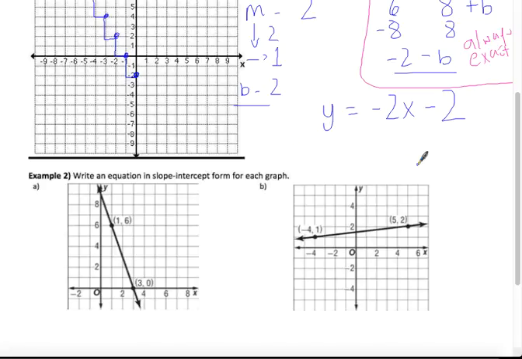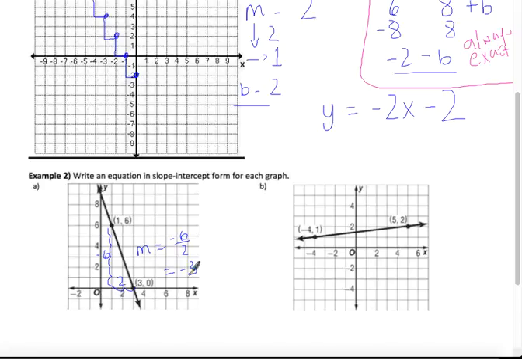So example A, in this one, we can actually almost see the y-intercept in the picture right up there. And just to double check, let's count down on these points. So let's find the slope. So we have 1, 2, 3, 4, 5, 6. So our change in y is negative 6. And our change in x is 2. So that means our slope is negative 6 over 2, which would be negative 3.